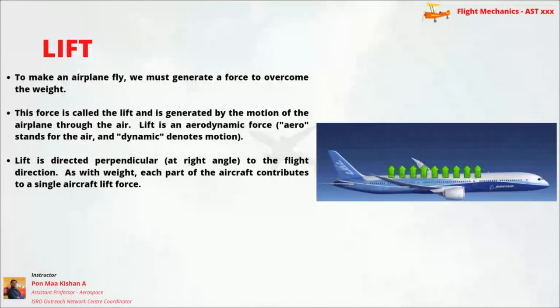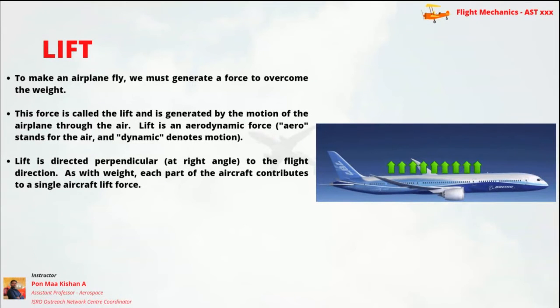The third point is that lift is directed perpendicular to the flight direction. I hope you can see my model aircraft. If the flight path is like this and it is stable, like in cruising condition, lift is equal to weight and thrust is equal to drag. So when the aircraft is going along a straight flight path, our lift will be acting exactly perpendicular to the flight path.